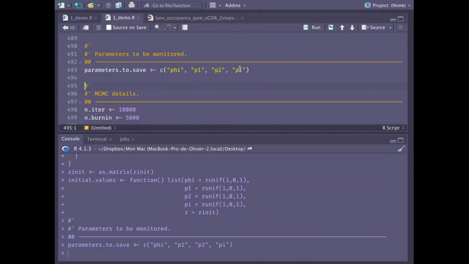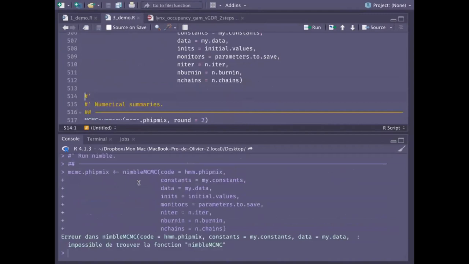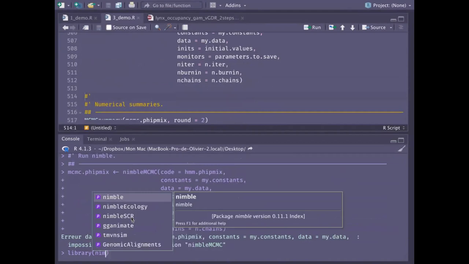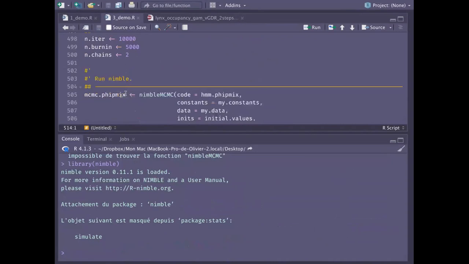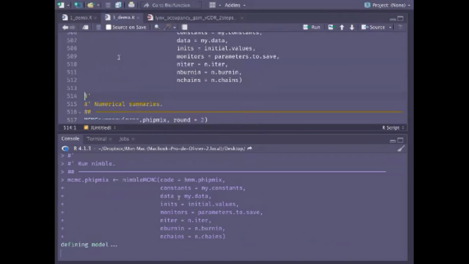Whoa, 10,000. Let's go for 10,000. Maybe it's a small data set. Yeah, it's a small data set. And, yeah, I forgot something, of course. Yeah, I forgot about that. Okay, I don't remember. Yeah, and go.